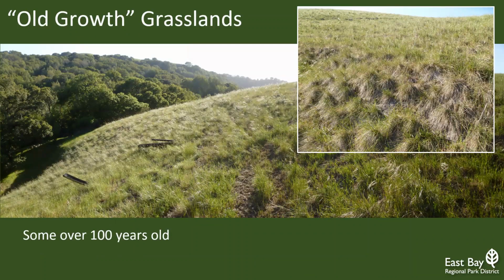Everyone has a pretty easy time, I think, picturing what an old growth forest is, old growth redwoods or Doug fir. But we also have old growth grasslands. This is an image taken at Pleasanton Ridge of the state grass, which is purple needlegrass. Some of these grasses can grow over 100 years old, so they've been around a long time. And we have old growth grasslands in the Park District.